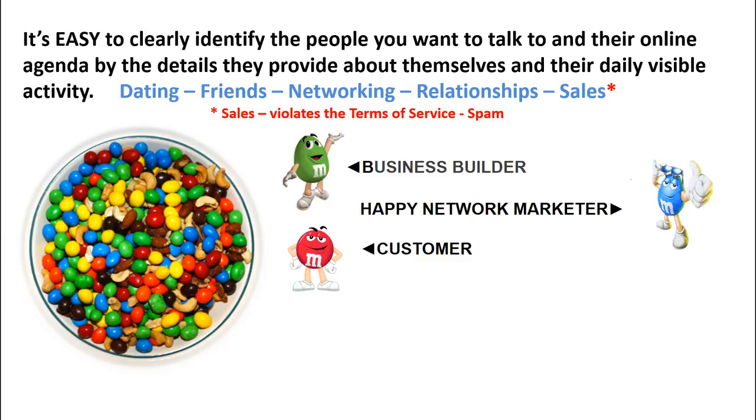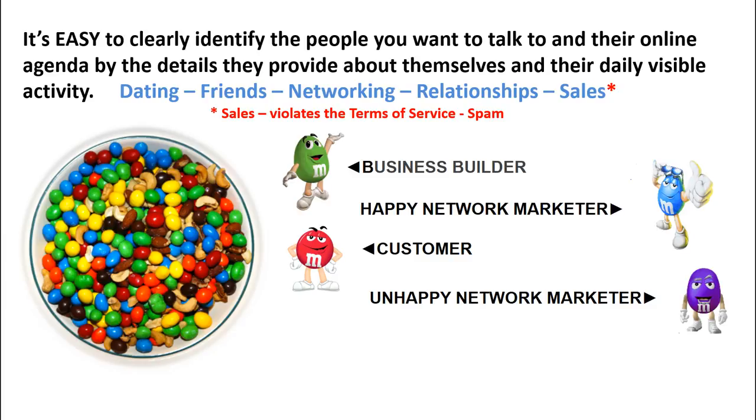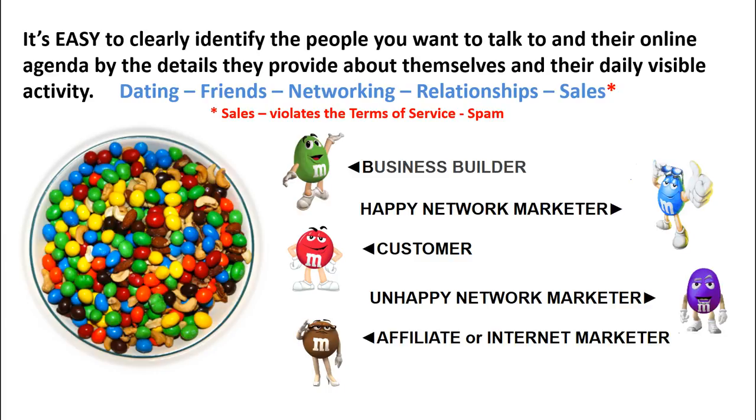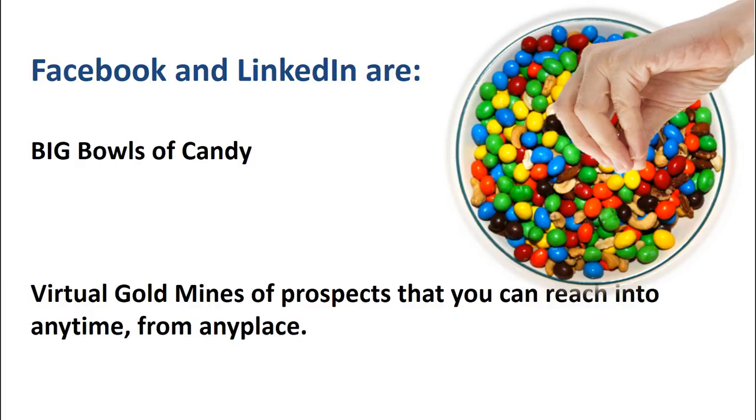Scroll down a list of unhappy networkers, a list of affiliate or internet marketers, and be able to identify them as easily as you could reach into that bowl of candy and pull out as many green M&Ms as you want. Facebook and LinkedIn are big bowls of candy. They're virtual gold mines of prospects that you could reach into anytime from any place.